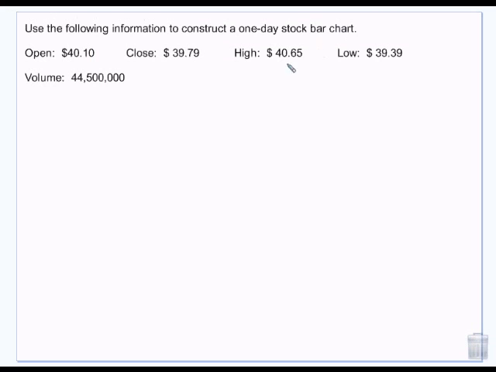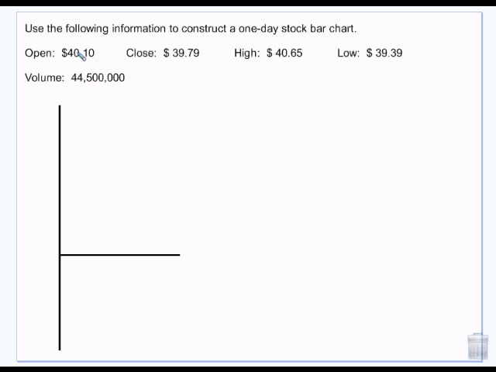Bar chart. Okay, so we're going to create a one-day stock bar chart using this information. So the first thing we want to do is use a color that'll show up. And I've got my scale. We're going to split it into two sections, right? Because I have the bar chart part and the stick part.